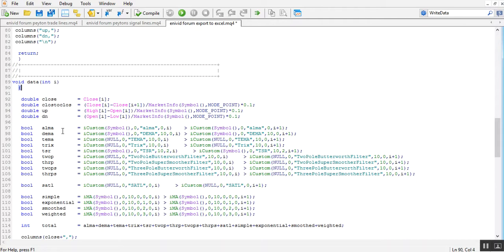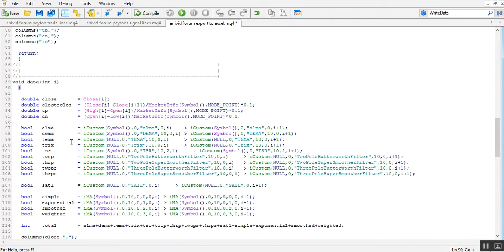And all it's saying is if ALMA for this bar is greater than ALMA for this bar plus 1, in other words, last bar, then it's true. ALMA is true. DEMA, same thing. If this bar is greater than last bar, bar plus 1, it's true. And so all those are just true and false, different types of moving averages.